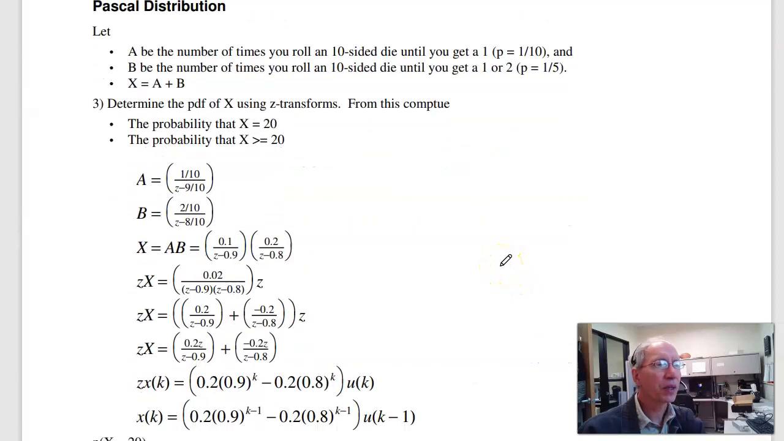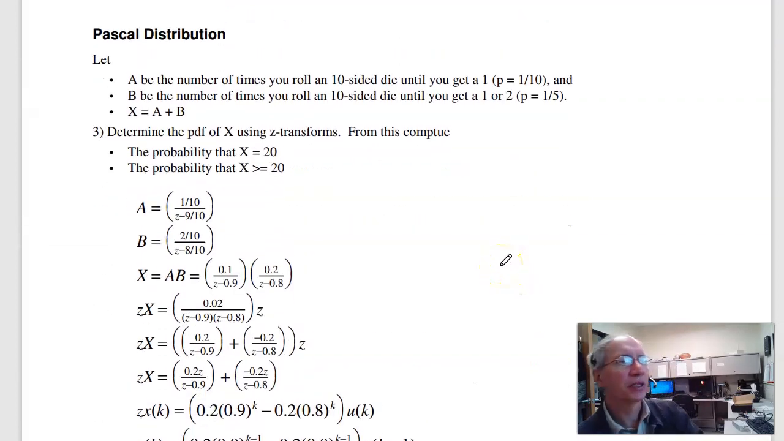Problem 3. Problem 3 is a Pascal distribution. I'm going to toss 2 dice. 1, I'm going to roll until I get a 1. That's A. Let B, I'll then roll until I get a 1 or a 2. X is the sum of A and B. Find, using z-transforms, the PDF of x and the probability x is 20, x is at least 20.